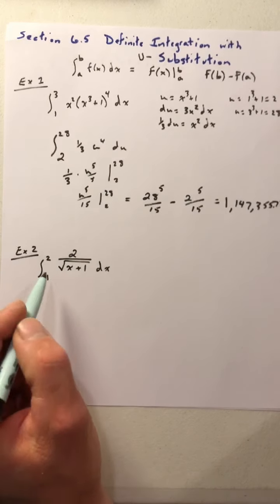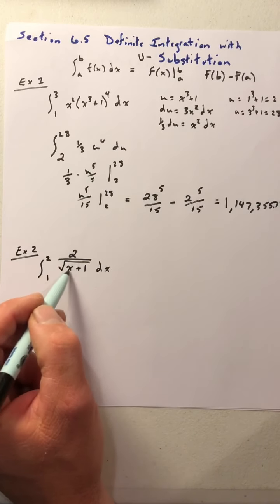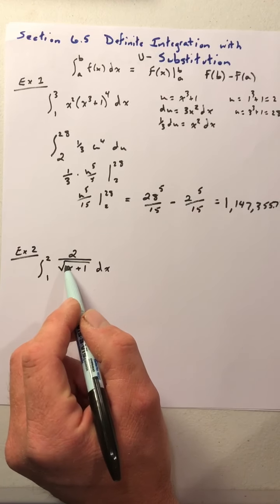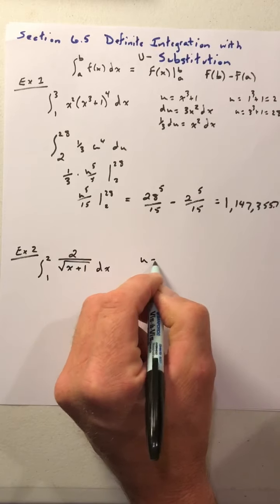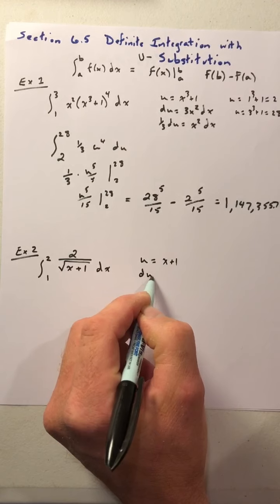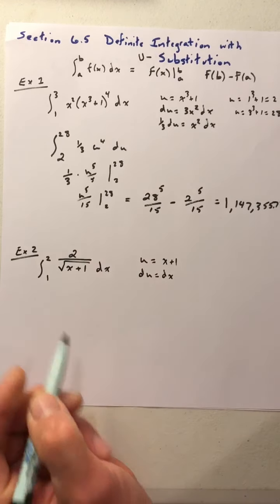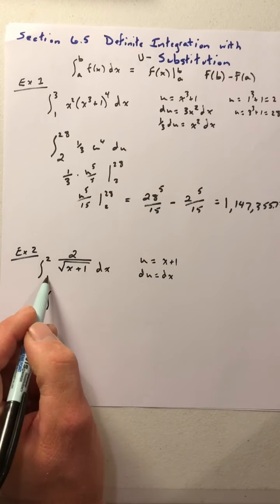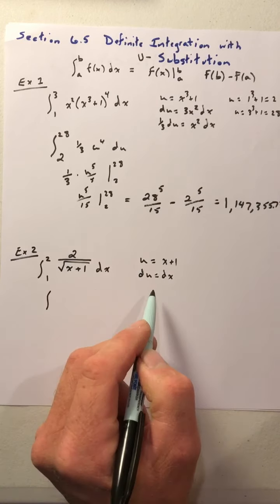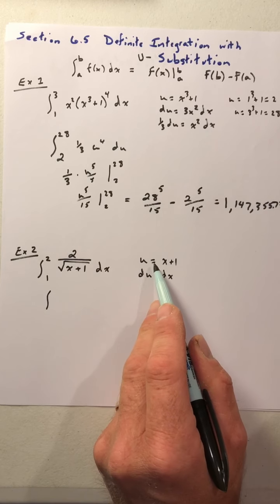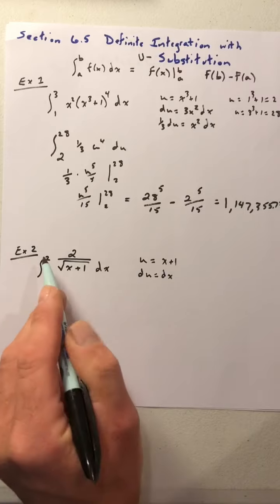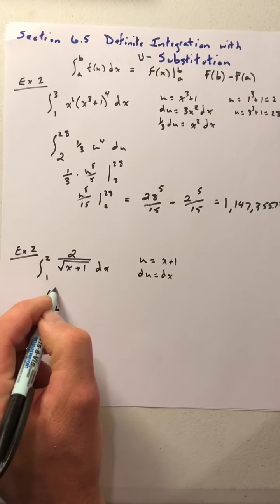In example 2, we're going to integrate from 1 to 2 of 2 over the square root of x plus 1 dx. Again, we're going to let our u be the more complicated thing, which is going to be the x plus 1. In this case, du is going to equal dx. So I'm going to integrate. Again, I'm going to change my 1 and my 2. These were x values. I'm going to change them into u values. So u was x plus 1. So we plug in our 1 for x, we end up with 2. If I take 2 and plug it in for x, I end up with 3.